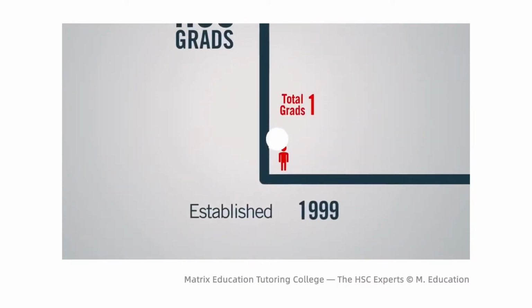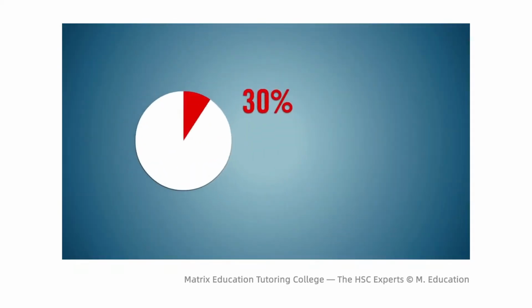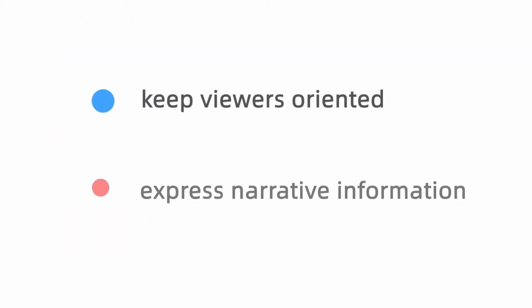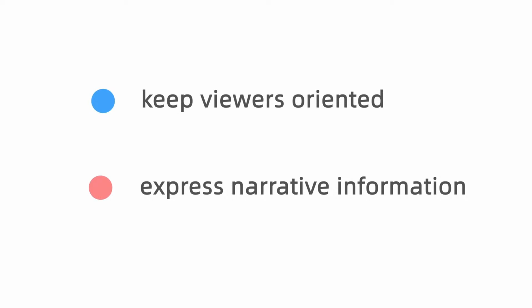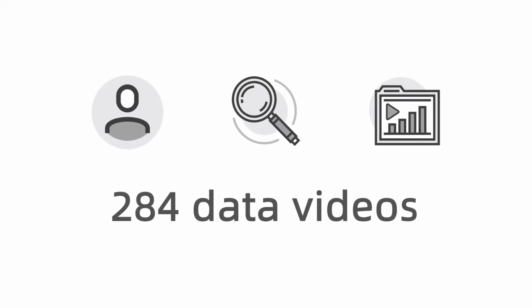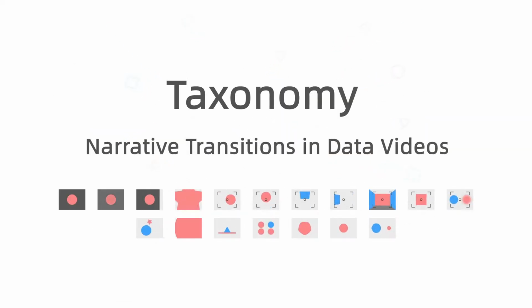Transitions are widely used in data videos to build seamless changes between video narrative. As the attention cue, they can not only keep viewers oriented but also express narrative information. After conducting a content analysis on the transitions in the dataset, we provide a comprehensive taxonomy of narrative transitions in data videos.